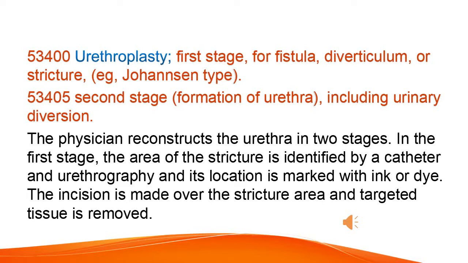In the first stage, the area of the stricture is identified by a catheter and urethroplasty, and its location is marked with ink or dye. The incision is made over the stricture area and targeted tissue is removed.